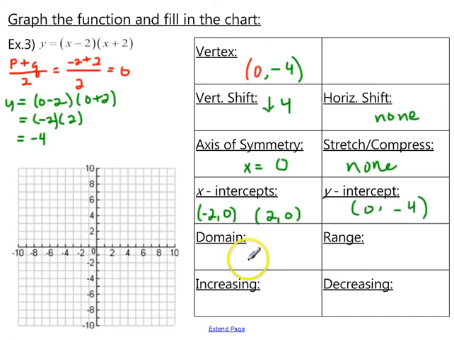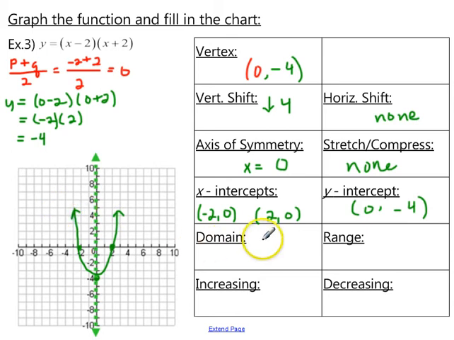So let's go ahead and plot what we have so far. We have our vertex, which is at (0, -4). And remember, that gives us our axis of symmetry, which ends up being the y-axis. And then we can plot the x-intercepts, which are (-2, 0) and (2, 0). And our y-intercept is our vertex, which we've already plotted. So then we can go ahead and sketch our parabola.